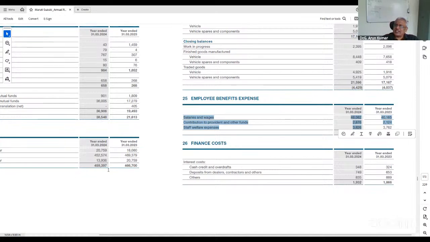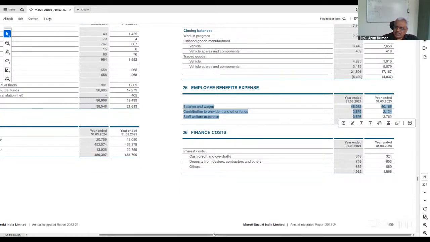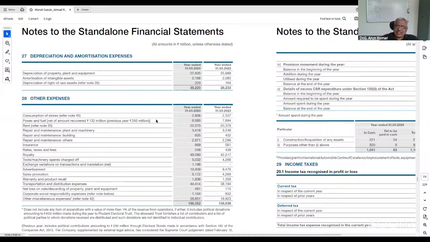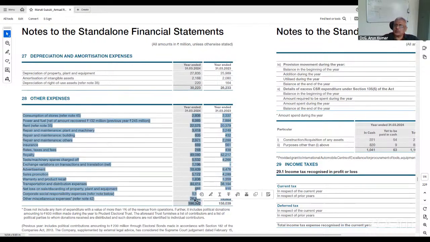What is the finance cost? What is the overdraft cost? What is the deposit to dealers? How much have I incurred? All these. So what am I trying to do here? We are getting into the other granular expenditures. Other expenditure: how much is stores, how much is rent, how much is repair to buildings, others, and so on and so forth. You will see all these further details.